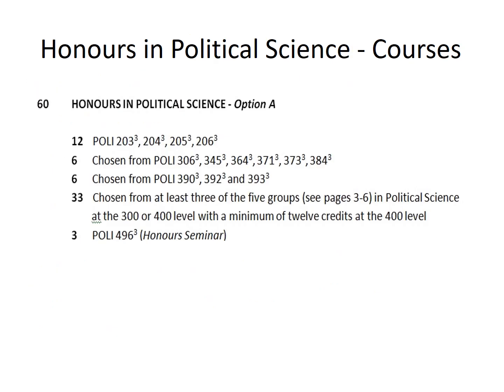One of the choices in the political science degree is to take an honors in political science. There are 2 options, option A, which is the course option, and option B. Option A consists of 60 credits, and it involves the 4 introductory prerequisite classes, 6 courses chosen from among Poly 306, Poly 345, Poly 364, Poly 371, Poly 373, or Poly 384, 6 credits from Poly 390, 392, and 393, which are methodology classes, and then 33 credits from among 3 of the 5 groups. And finally, 3 credits for Poly 496, which is the honors seminar.